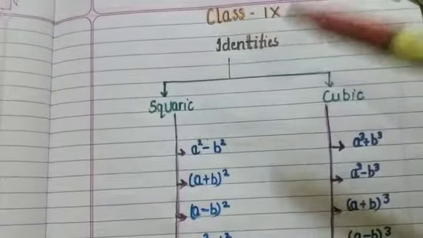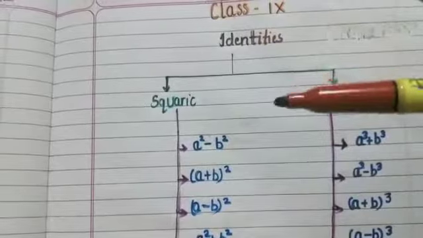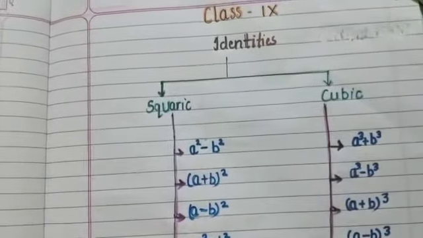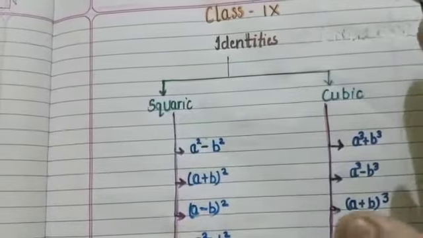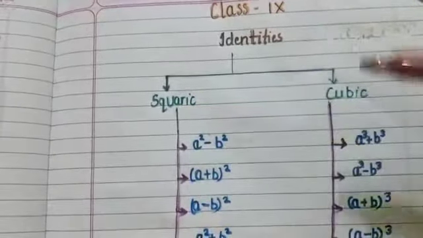Students, today I am going to explain the basic concept of mathematics, which is identity, because most students get stuck on understanding that, and most students also get stuck on solving the questions. So I classify the identities into two parts. First is squaric and second is cubic.